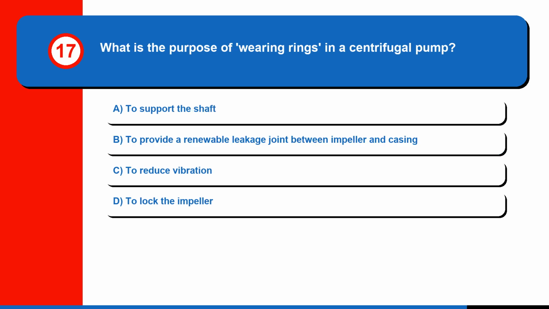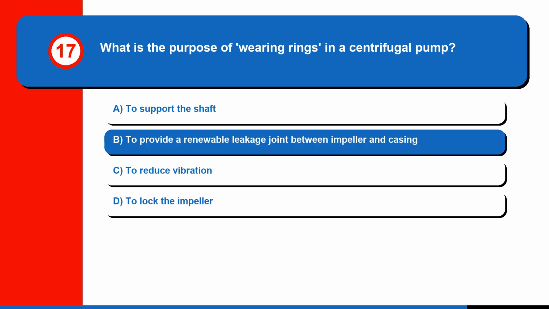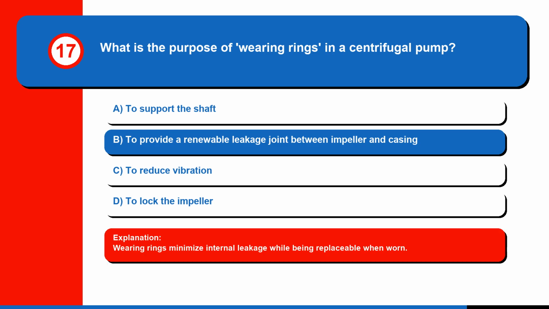Question 17. What is the purpose of wearing rings in a centrifugal pump? A. To support the shaft. B. To provide a renewable leakage joint between impeller and casing. C. To reduce vibration. Or D. To lock the impeller. The correct answer is B. To provide a renewable leakage joint between impeller and casing. Wearing rings minimize internal leakage while being replaceable when worn.